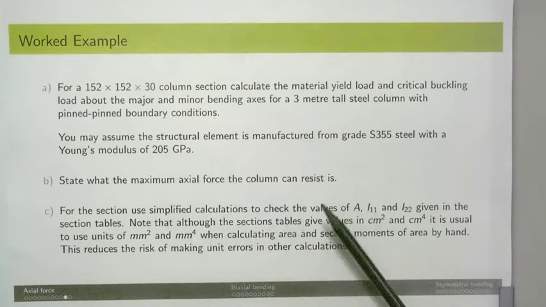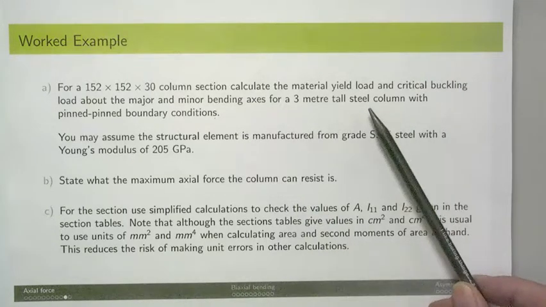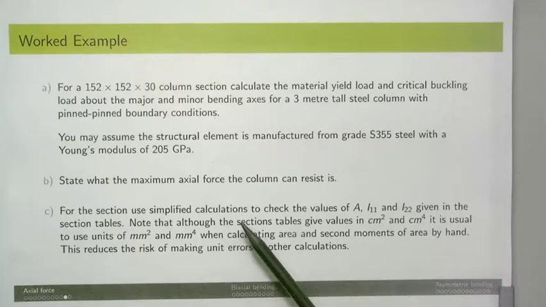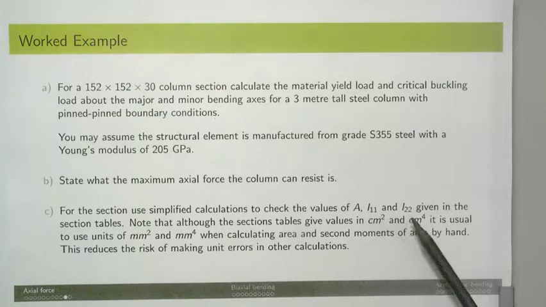And the other parts of the question, so part B is simply to state the maximum axial force the column can resist. So this is obviously going to take into account all of the values that were calculated in part A. And then finally part C is really just to check that our simplified rectangular calculations will return very similar values for the cross-sectional area, the second moment of area about the x1 axis, and also the second moment of area about the x2 axis.